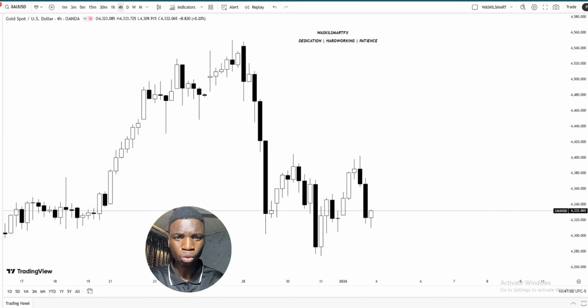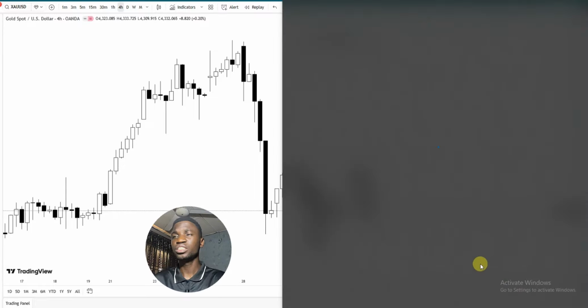Most traders lose on gold because they enter without a model. This is my step-by-step entry framework for trading gold correctly. Let's go into the chart. Okay, my name is Wasku Smart, and this is my entry framework for trading gold correctly.